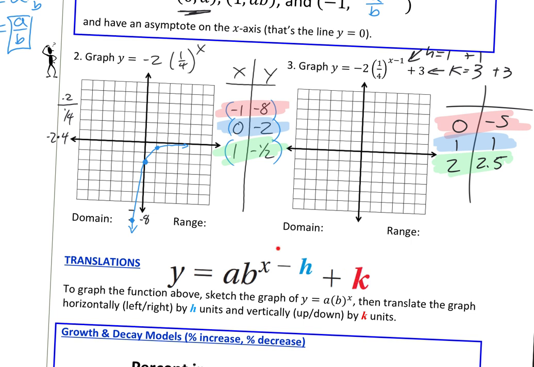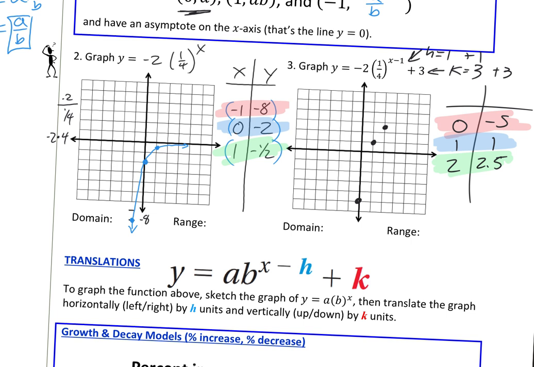So when you get a weird function like this, a good strategy is to find your core points of the mother function and then just shift them by these amounts, by whatever your h and k are. So let's graph this thing. 0, -5, that's about right here. 1, 1, that's here. And 2, 2.5 is right here. And remember, the k value is also your asymptote.